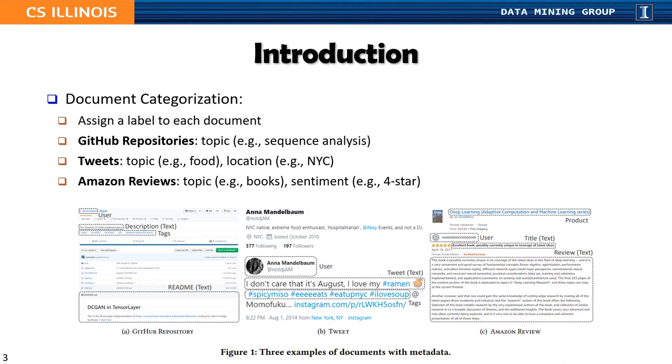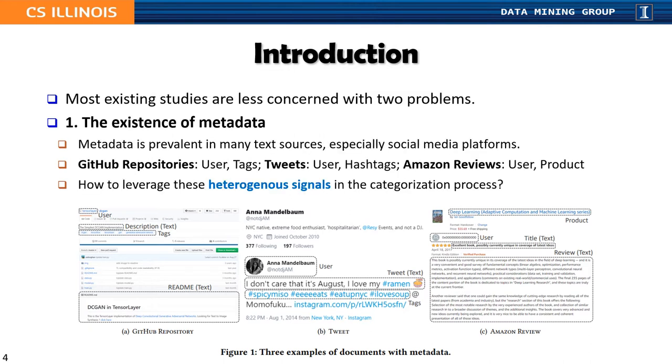Also, document categorization is not restricted to topic labels. Many real applications, such as sentiment analysis and location prediction, can also be cast as a document categorization task. Although deep neural models equipped with word embeddings and pre-trained language models have achieved superior performance on document categorization, many existing studies are less concerned with two problems.